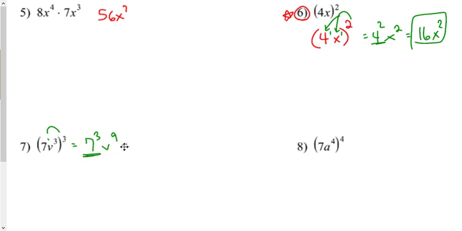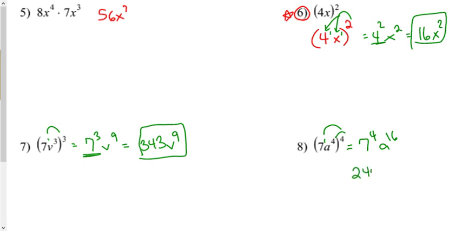7 to the 3rd power is 343. And we can leave it just like that. Number 8, pretty much the same thing. We'll get 7 to the 4th power, a to the 16th power, and 7 to the 4th power, I believe, is 2,401. So again, I think 7 to the 4th power is 2,401. You can take your calculator out. And then it's a to the 16th power.